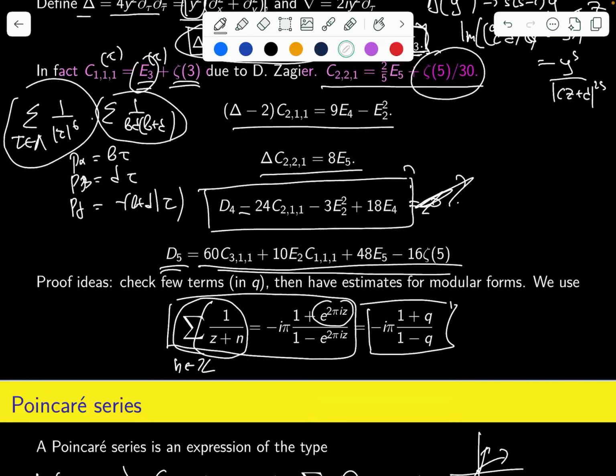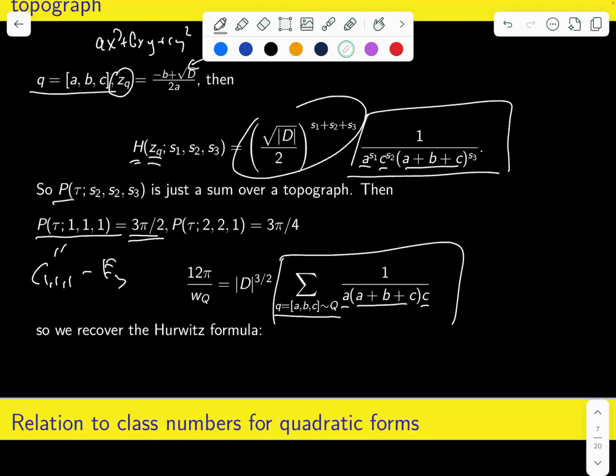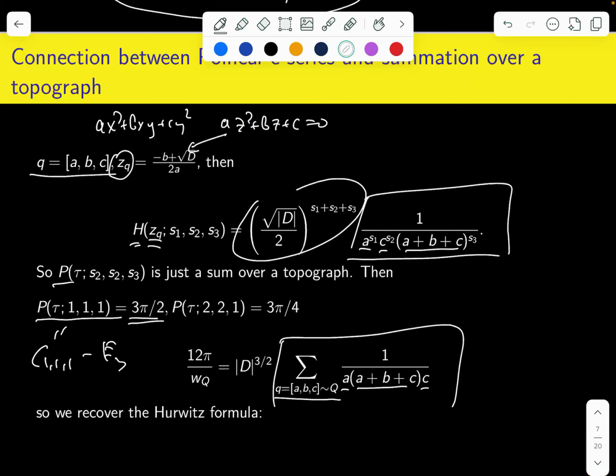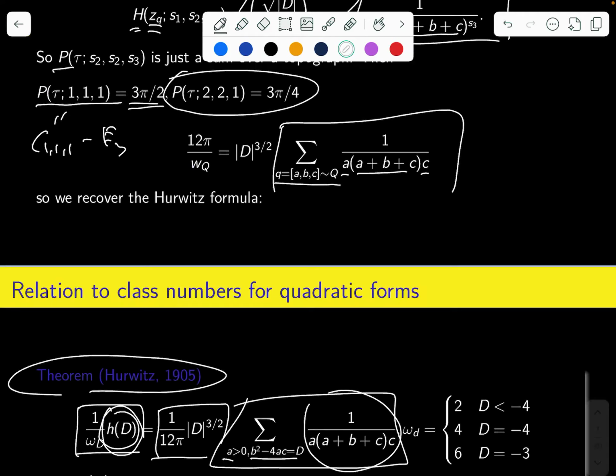So this corresponds to the case that here P tau 221 is constant. And again, it gives you a formula for quadratic class number, like here.